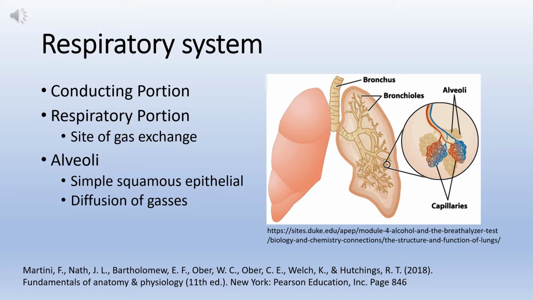Now, the respiratory system is broken down into two different portions, the conducting portion and the respiratory portion. The conducting portion is the airway that leads to the respiratory portion. There is no gas exchange occurring, and the air is simply being prepared as it makes its way down to the respiratory portion. The respiratory portion is the area where gas exchange occurs.